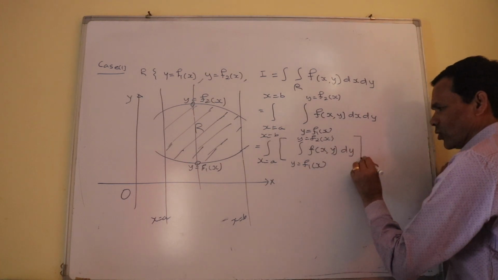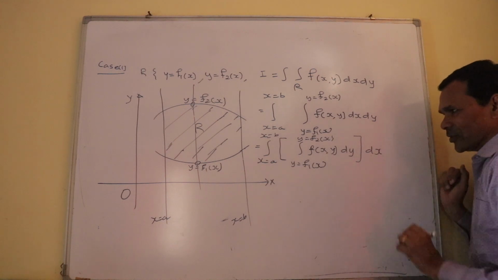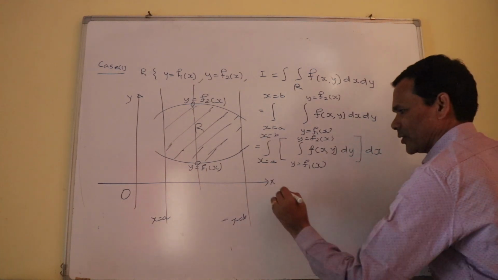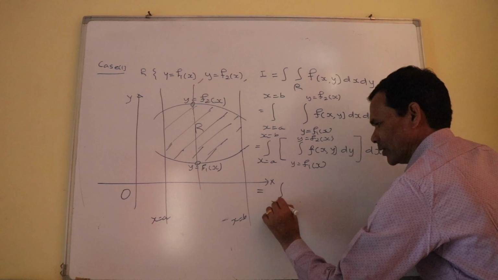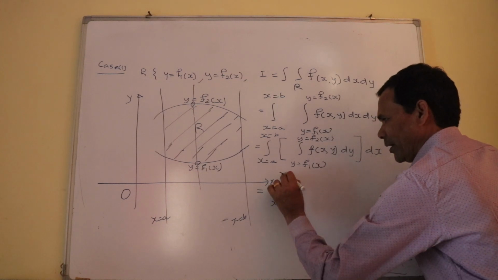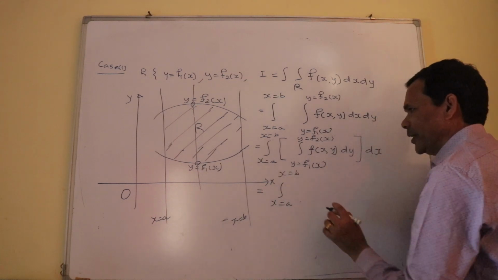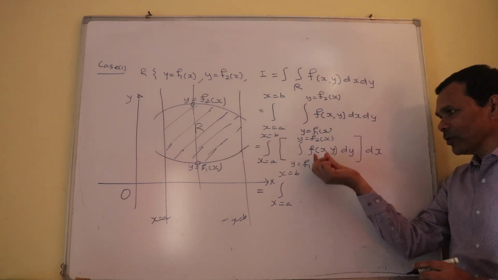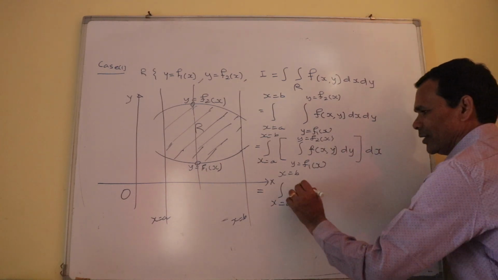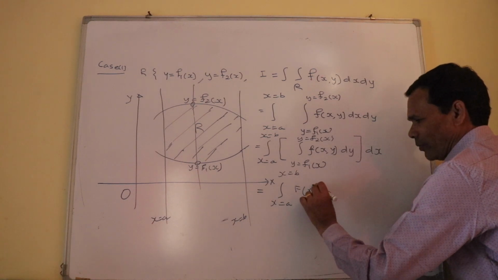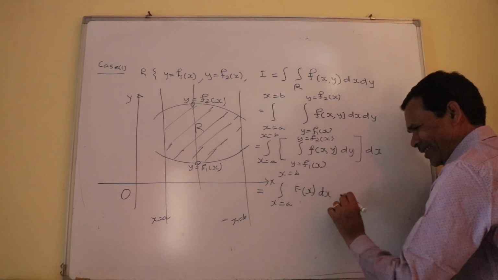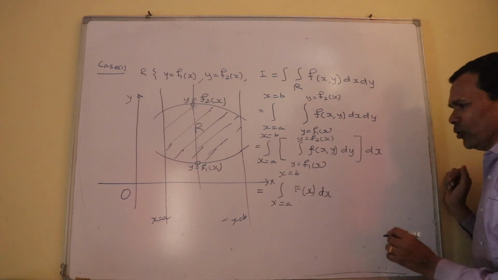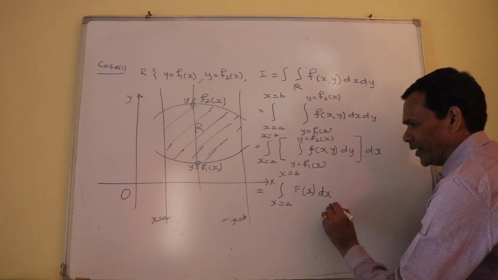Naturally x remains constant, then with respect to x. So if you integrate this, then you are getting x is equal to a, x is equal to b, and this is a function of x you are getting. If you integrate this with respect to y, keeping x as a constant, this is naturally a function of x, and you are getting this as a single integral.